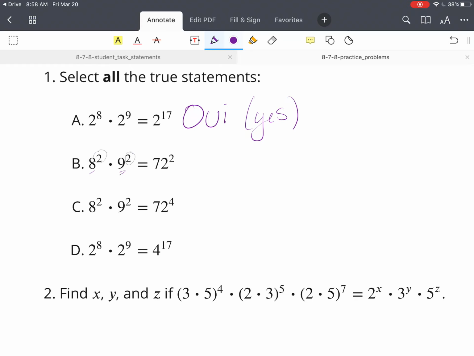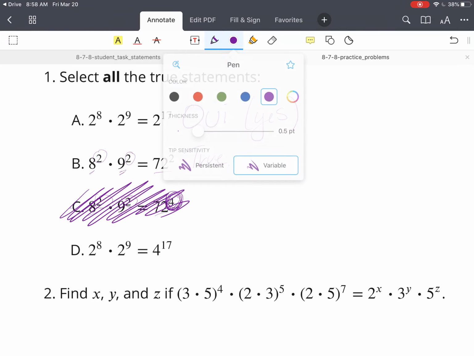We have different bases, but we have the same exponent. 8 times 9 is 72. I think this is true, yes. Okay, but we're supposed to keep the same exponent. This is false.